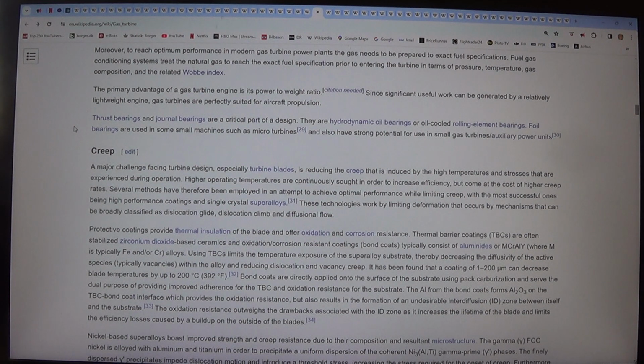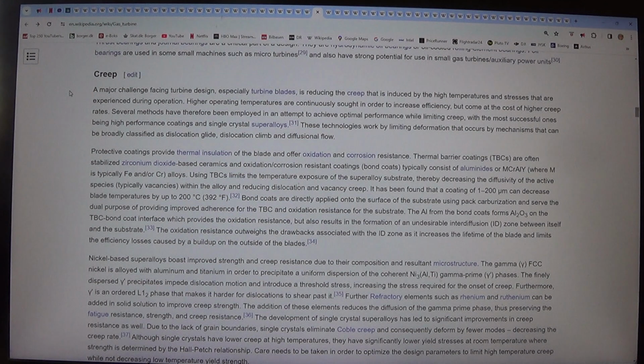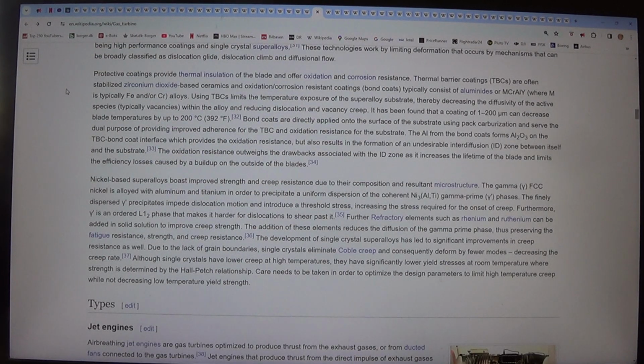Creep. A major challenge facing turbine design, especially turbine blades, is reducing the creep that is induced by the high temperatures and stresses that are experienced during operation. Higher operating temperatures are continuously sought in order to increase efficiency, but come at the cost of higher creep rates. Several methods have therefore been employed in an attempt to achieve optimal performance while limiting creep, with the most successful ones being high-performance coatings and single-crystal superalloys. These technologies work by limiting deformation that occurs by mechanisms that can be broadly classified as dislocation glide, dislocation climb and diffusional flow. Protective coatings provide thermal insulation of the blade and offer oxidation and corrosion resistance.